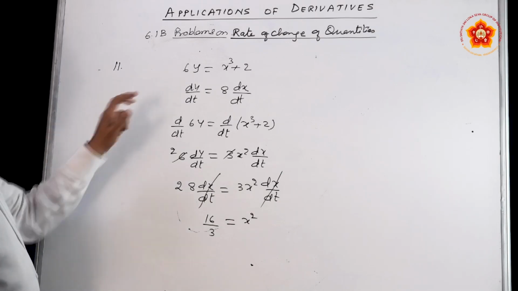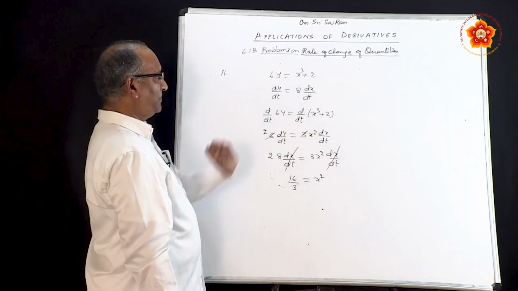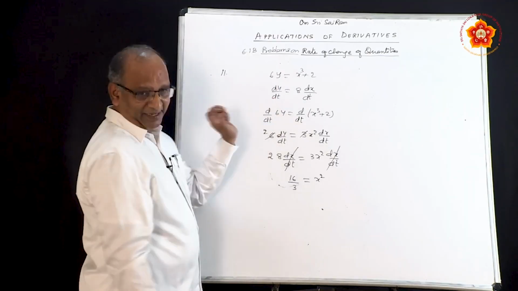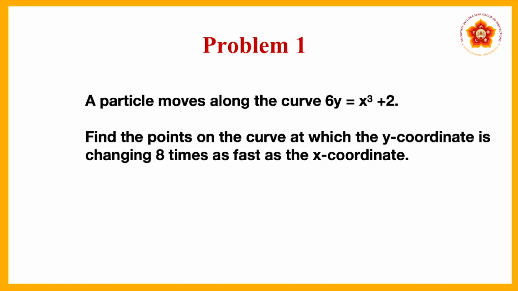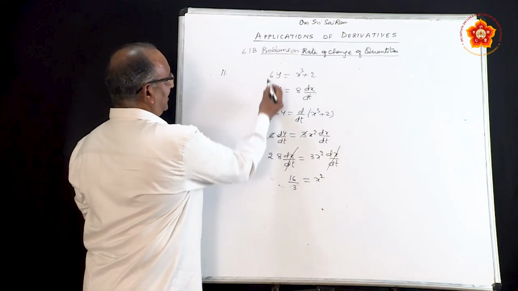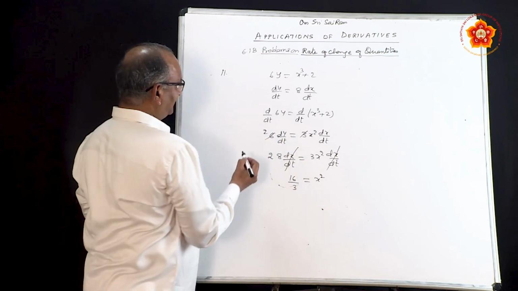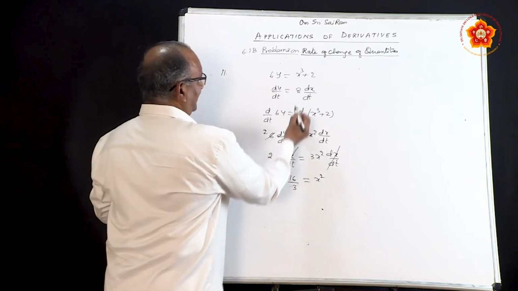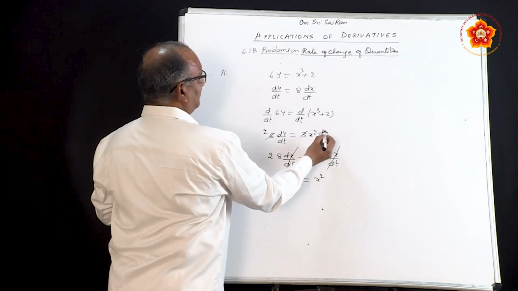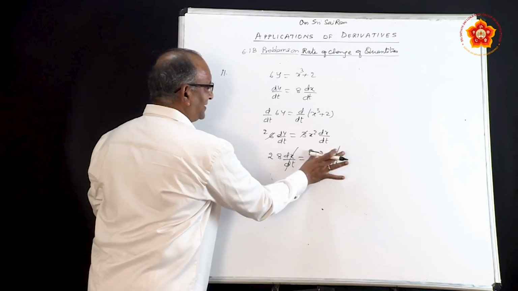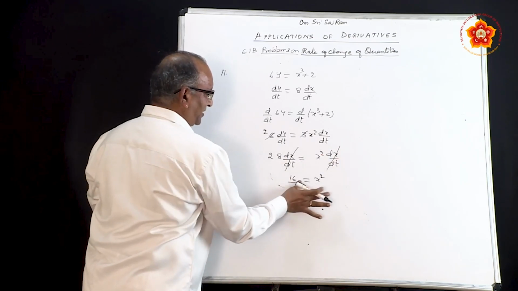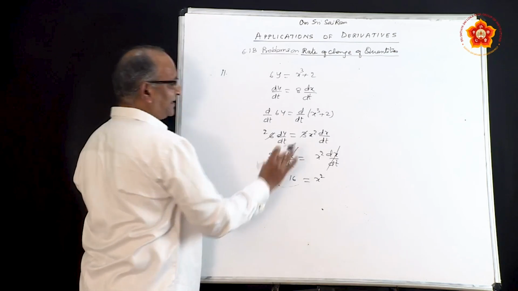Once again we will just check: 6y equal to x cube plus 2. He has given dy by dt. Find the points on the curve at which y coordinate is changing 8 times as fast as x coordinate. So, this relation is correct. We differentiated both sides. Derivative of 6y is 6 dy by dt and derivative of x cube is 3x square dx by dt. So, we cancel this 3, and still continuing to write 3 is a mistake. So, x square is equal to 16.